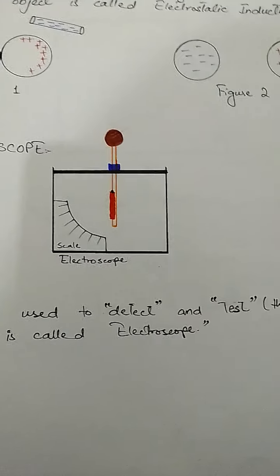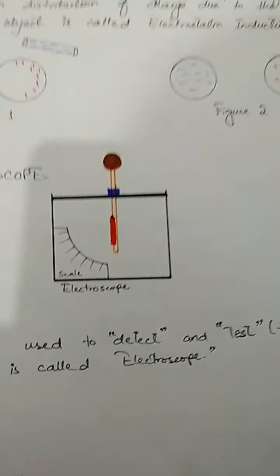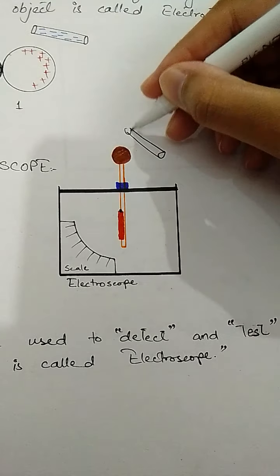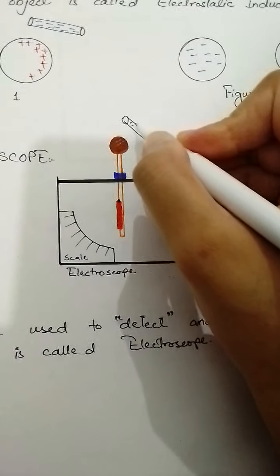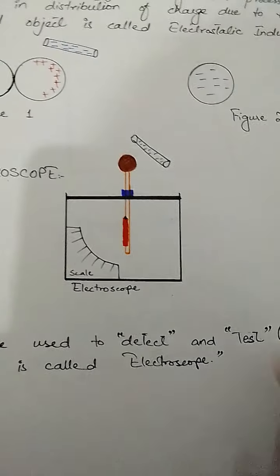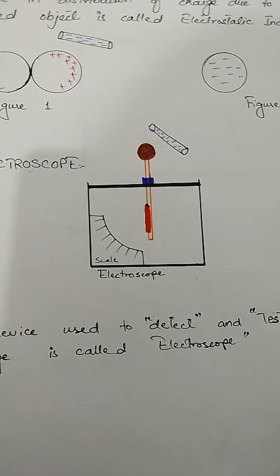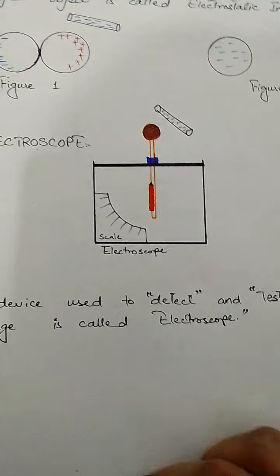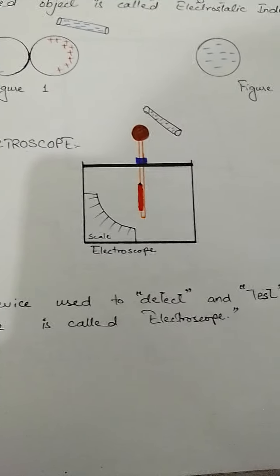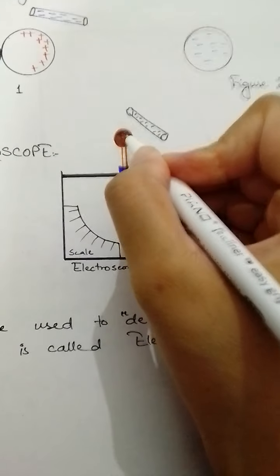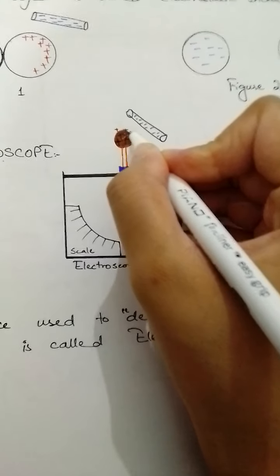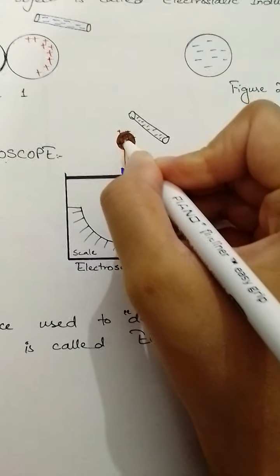Now what happens when we bring a similar kind of rod, a negatively charged one? You can also put a positive charge over here, but I have taken negative charge. When we bring this negatively charged rod over here, it will attract the positive charges. I cannot draw over the brown ball, but the positive charges will be inside the ball.